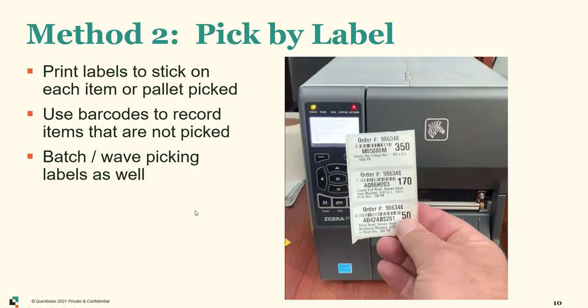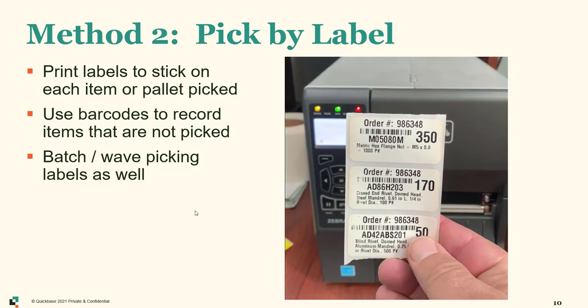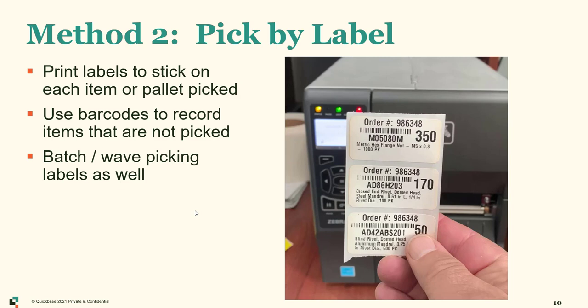Again, the next order is queued up and the picker gets it just like that. Typically, it is one label per item or pallet if you're doing pallet level picking. They can now go out and pick the order and, if any is not available, come back and scan the barcode on the remaining labels to indicate it was not picked.